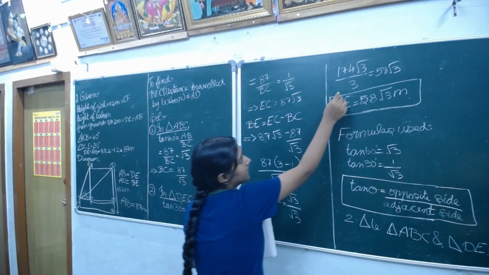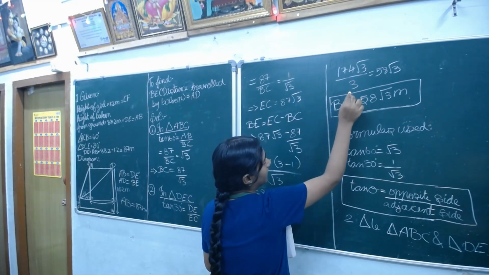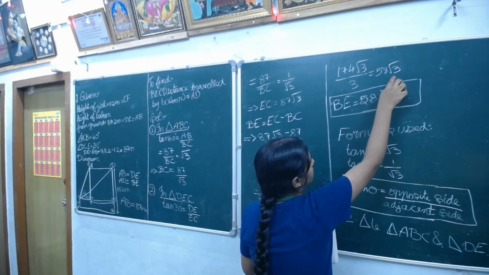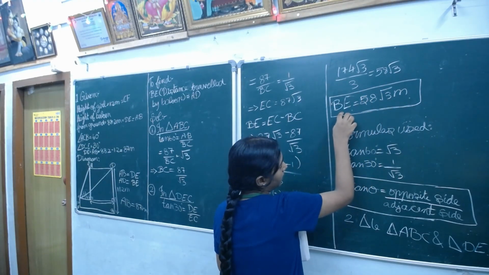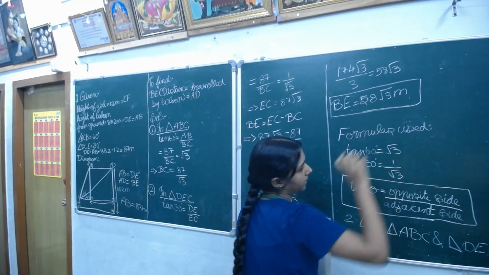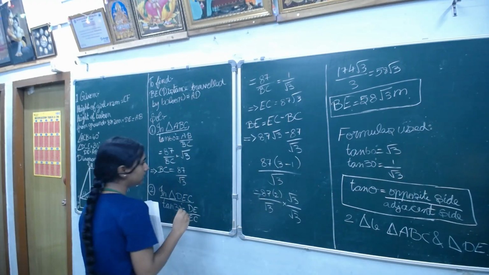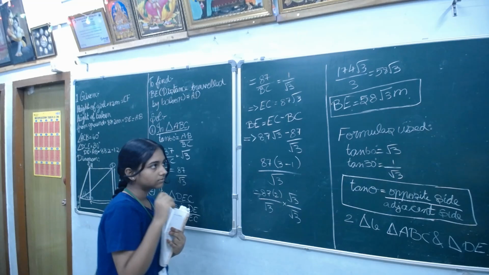So we have 174 root 3 by 3. When we cancel 174 and 3, we have 58 root 3. So we have found BE, which is 58 root 3 meters. So what is that BE? It is the distance traveled. That you have to write because you are presenting the answer.